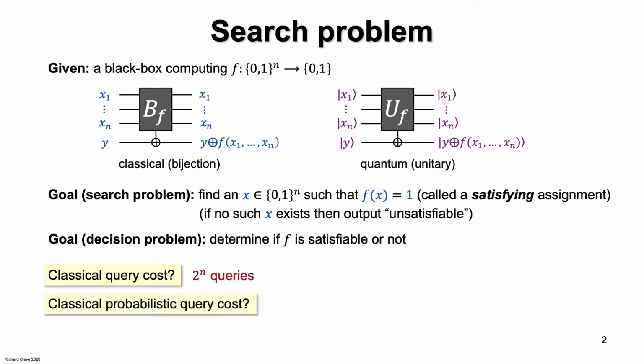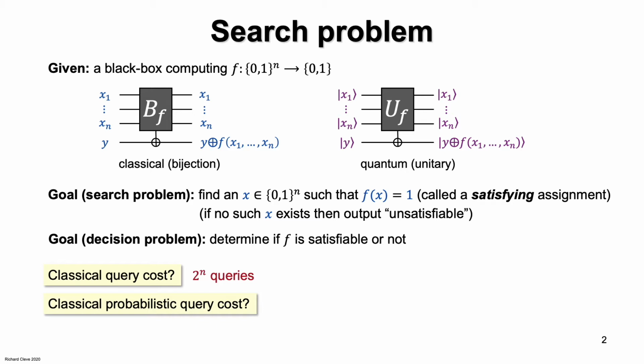So how does the query cost work out for the search problem? What's the classical probabilistic query cost if we need only succeed with probability 3/4? Please pause to think about this. It turns out that order 2 to the n queries are still needed.